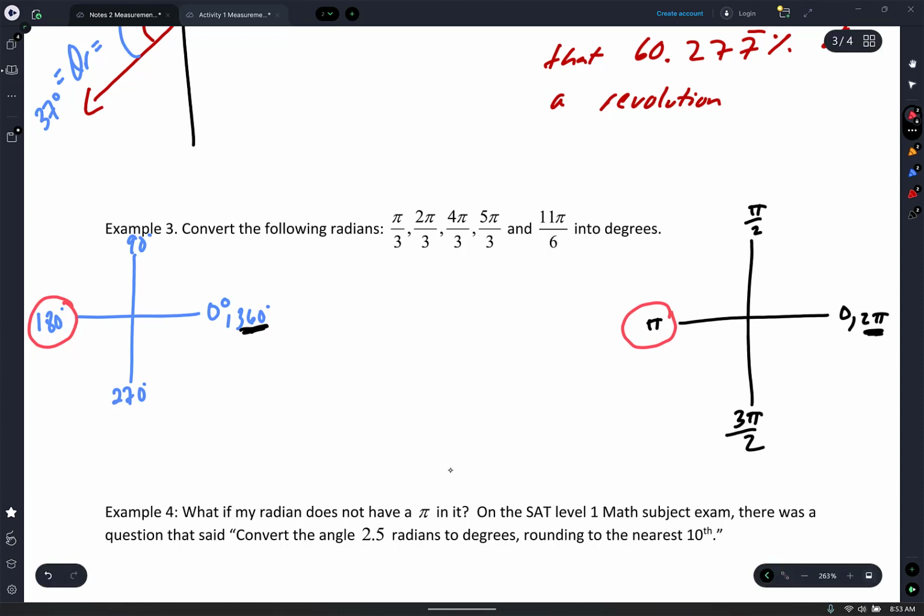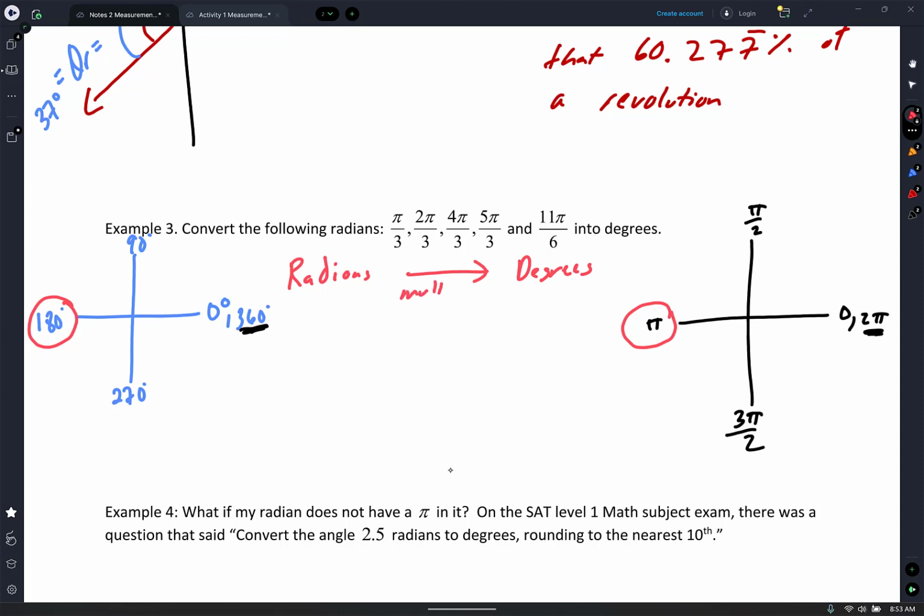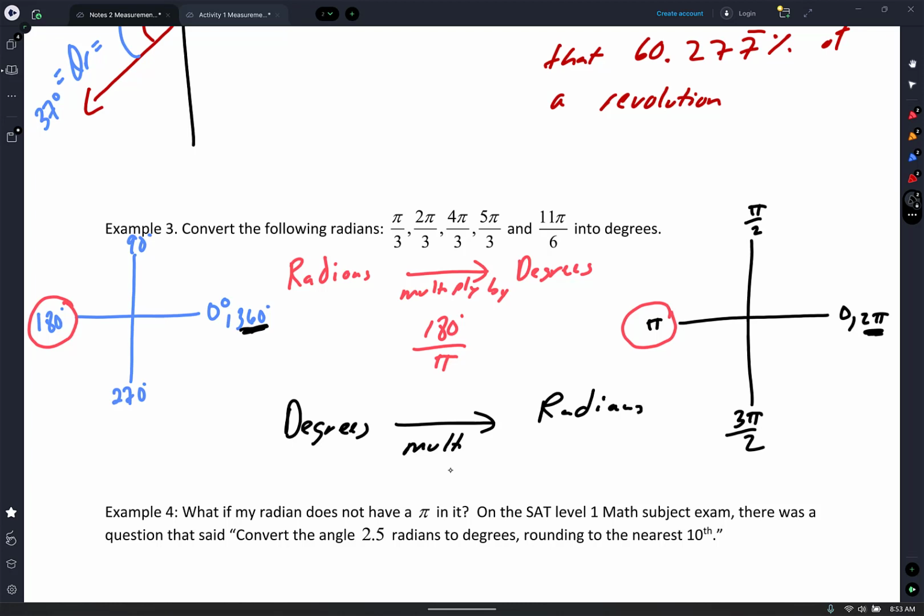So if we want to go from radians to degrees, you multiply by, let's see, I want to go to degrees, so we're going to go 180 degrees over pi. And I'm going to change my colors. If you want to go from degrees to radians, you multiply by pi over 180.